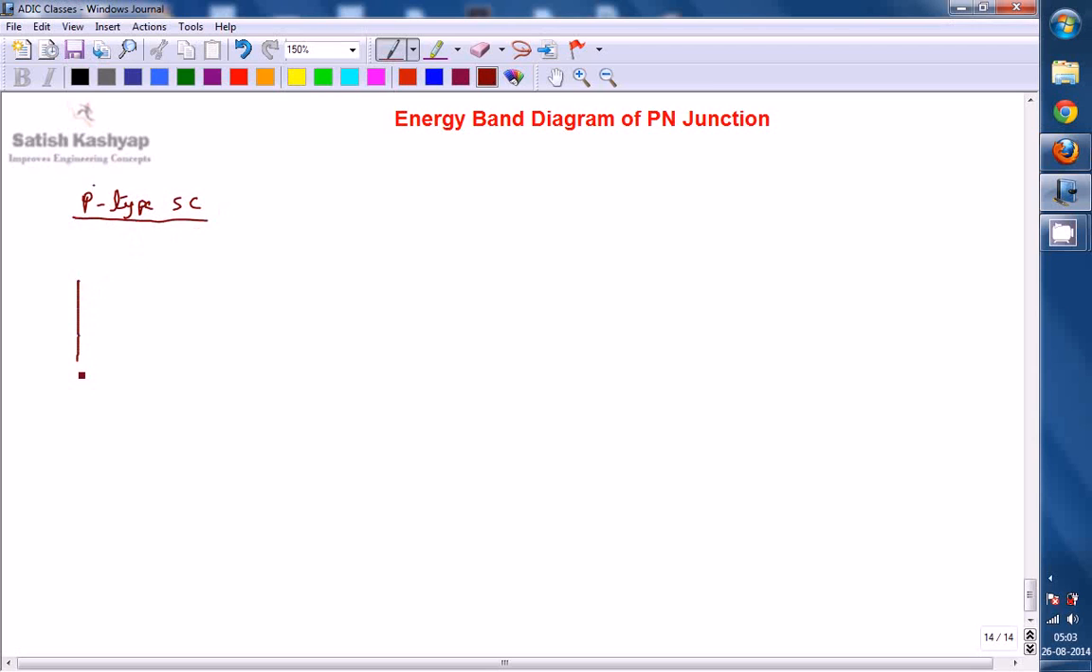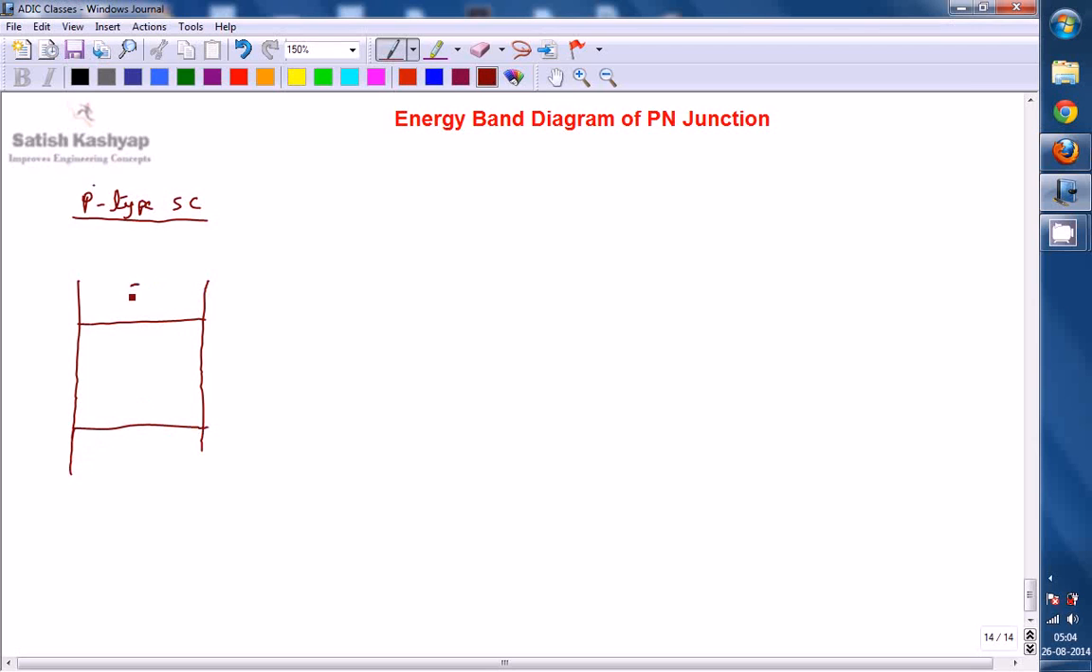A p-type semiconductor is formed whenever trivalent impurities are added to the intrinsic semiconductor. So first we draw the intrinsic semiconductor energy band diagram, and from that we will draw the energy band diagram of p-type.